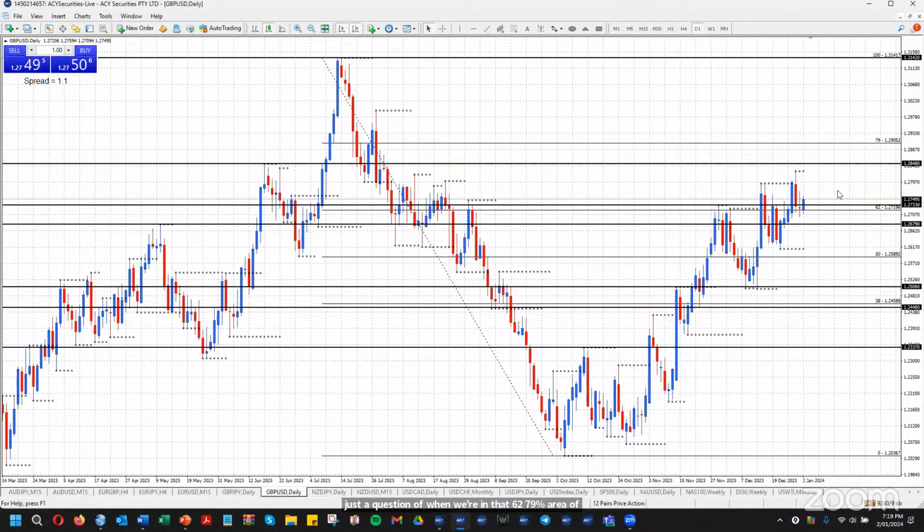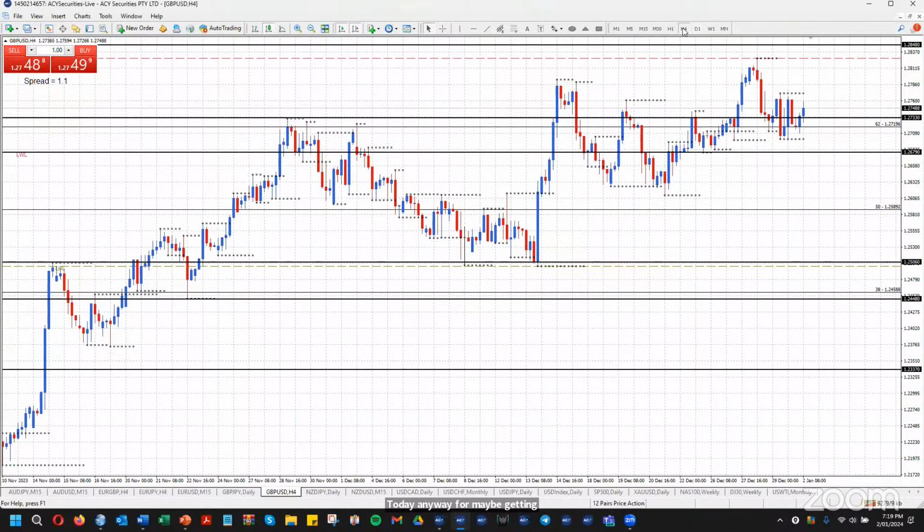And if you understand fibs, that's the area where we could top out. So not necessarily an area that I want to get long in, but I'm not really seeing anything that I like today anyway for maybe getting short. Dropping down to the 4-hour chart.